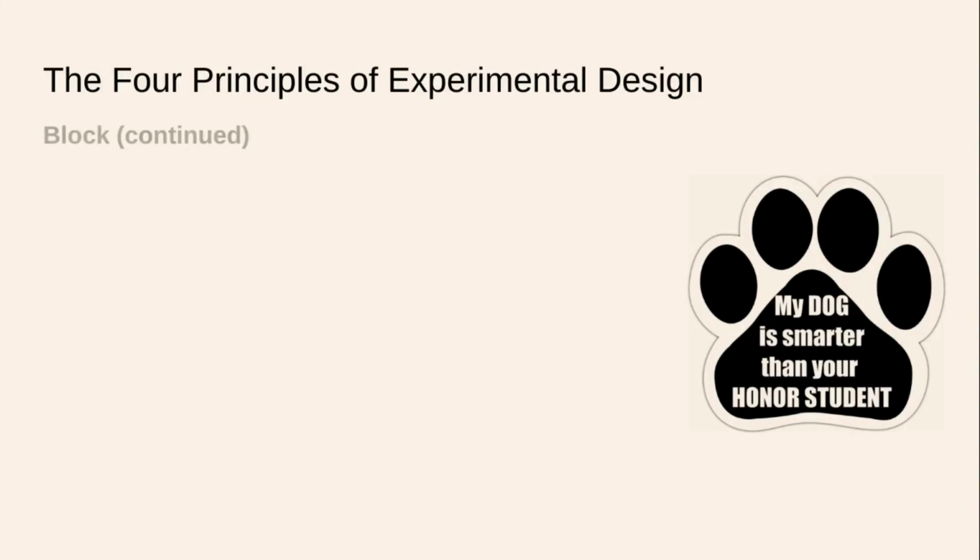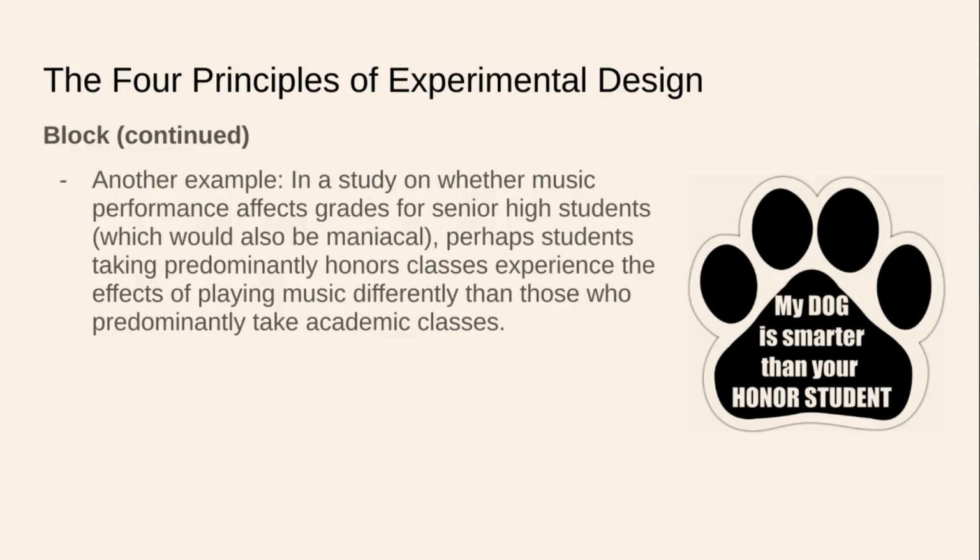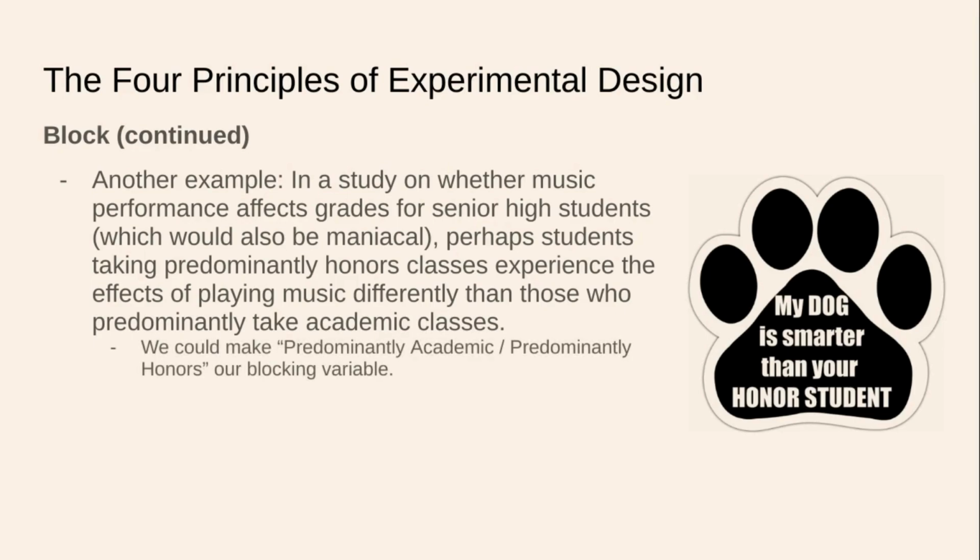Here's another example for blocking. In a study on whether music performance affects grades for senior high students, which would also be manipulative, just like our study from the past lesson on the effects of music performance on elementary students, where we forced some students to play music and forced other students not to play music. Perhaps students taking predominantly honors courses experience the effects of playing music differently than those who predominantly take academic courses. So what shall we do? We could make predominantly academic versus predominantly honors our blocking variable.